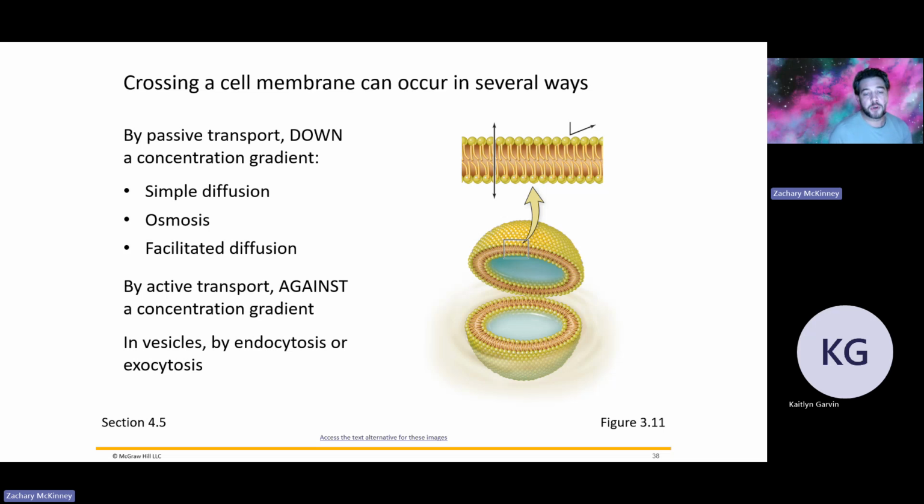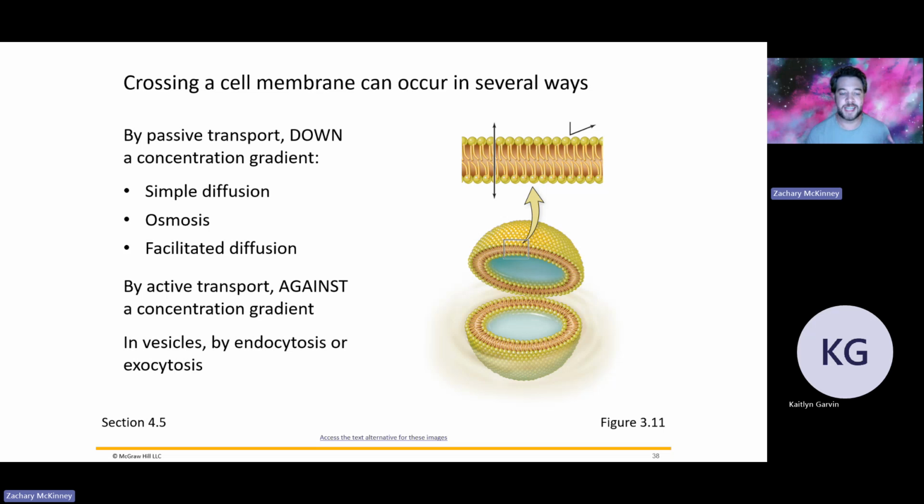Okay, so crossing a cell membrane happens in several ways. Let me start back. When you're trying to move something across a membrane, you are either going to be moving it down its gradient or against its gradient. If you're moving something down its gradient, that is a passive process. That means it's going from high to low concentration. Things like simple diffusion, osmosis, and facilitated diffusion. These are your three passive processes.